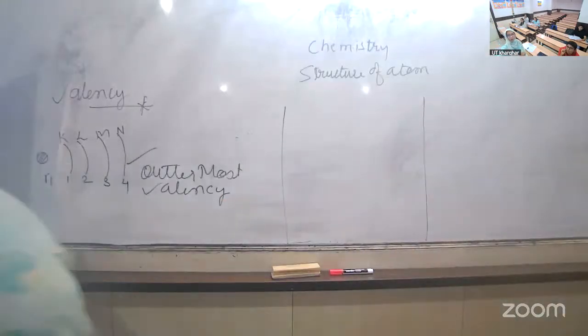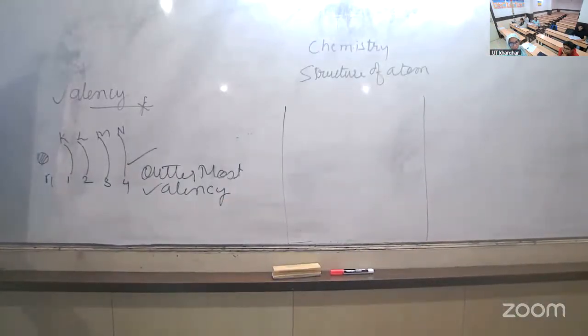So here, fluorine, chlorine, bromine, this complete family, they are very reactive elements. Why? They are in need of only one electron. So the question will be asked: why is fluorine reactive? Start with the atomic number.